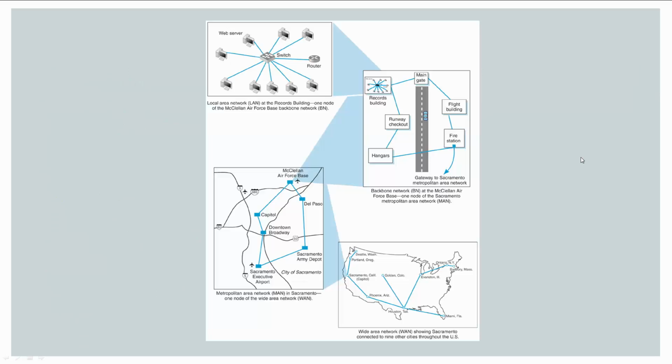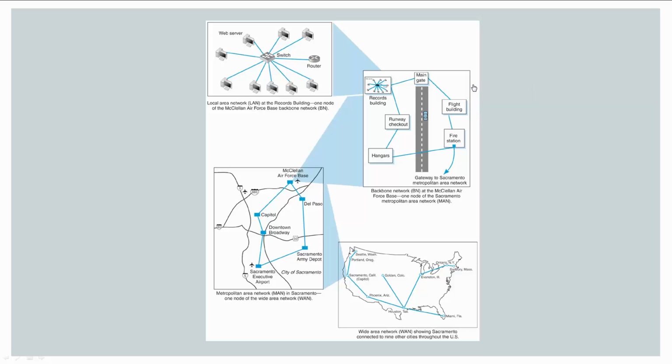So here's a little example. I'm going to focus most on the top image and the one on the right and the one on the bottom right. Here's an example of a local area network in the top left, where we have a switch surrounded by some servers and some clients. This is just a simple local area network. And this happens to be inside of one of the buildings at an Air Force base, McClellan Air Force Base in the Sacramento area.